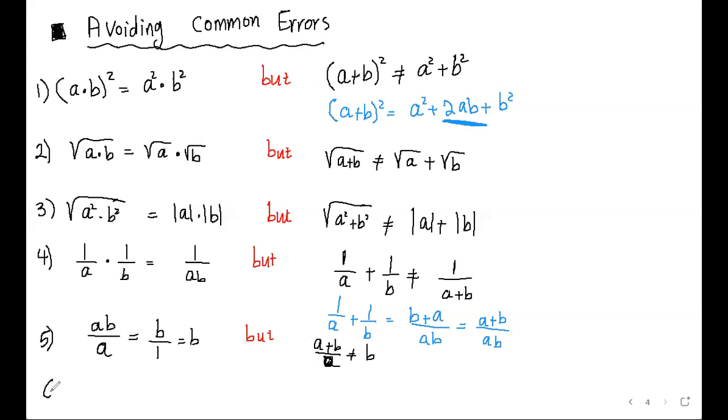Number 6. a inverse times b inverse is equal to a times b, everything inverse. But for addition, this is not true. a inverse plus b inverse is not equal to a plus b, everything inverse.